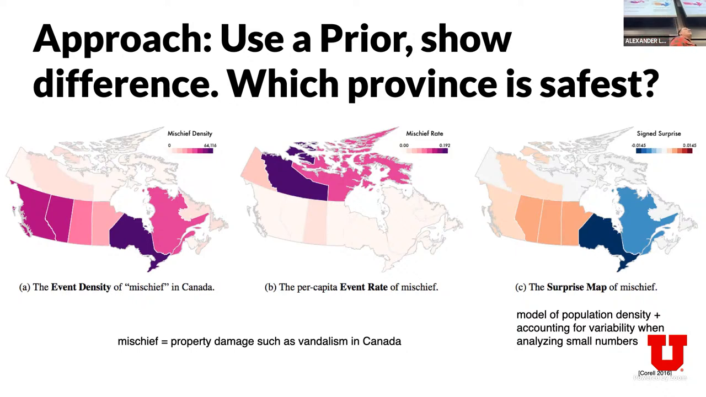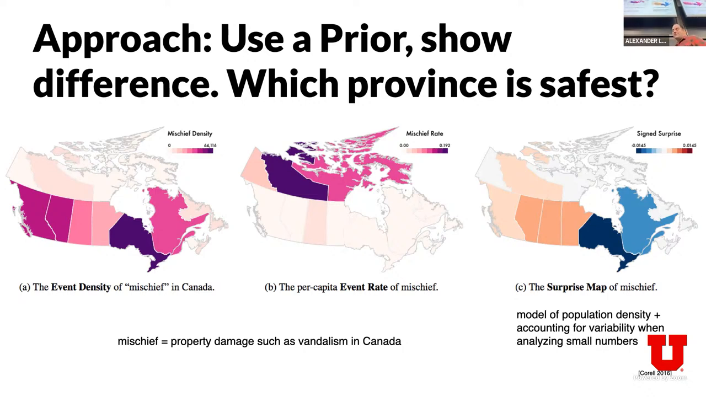And so the next step would be to adjust this by population. And if we do that, the mischief rate per capita, it looks like these northern territories like Nunavut and so on suddenly look like there's a lot of mischief going on up there, right? But what's probably uncertain here is that these are extremely small populations, right?